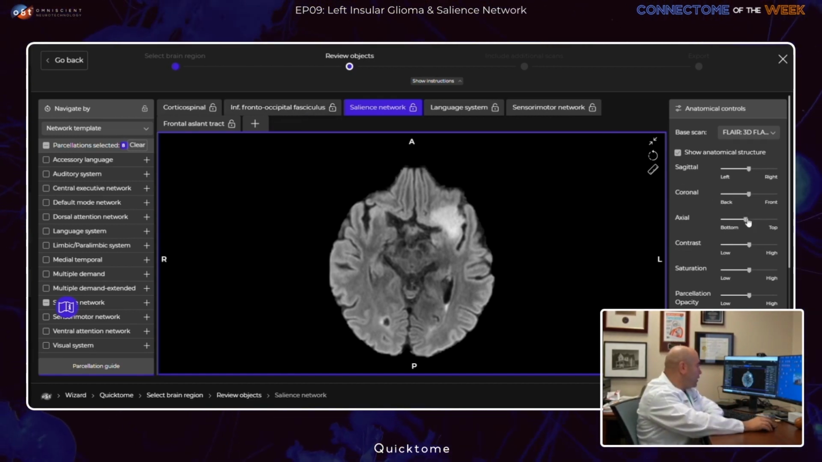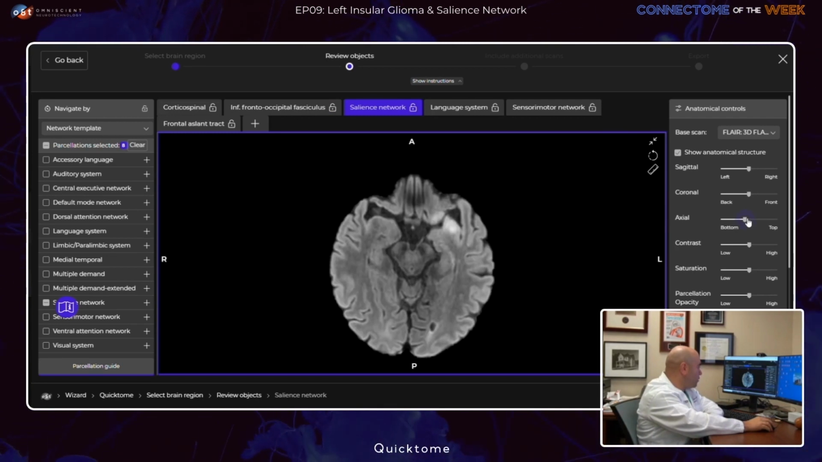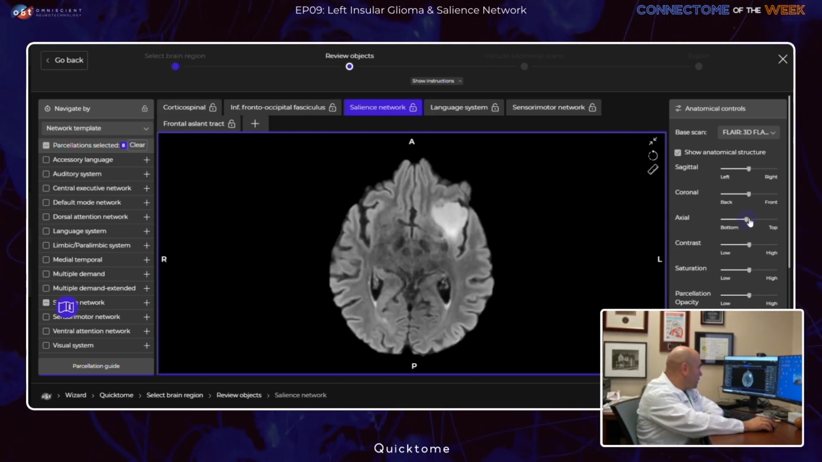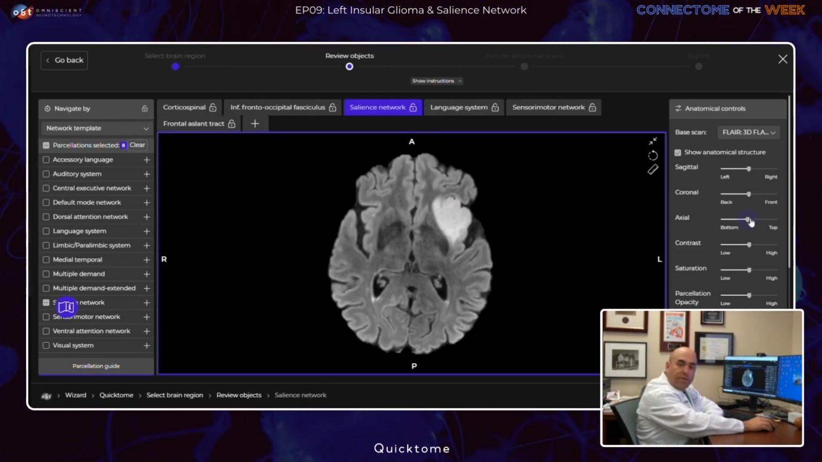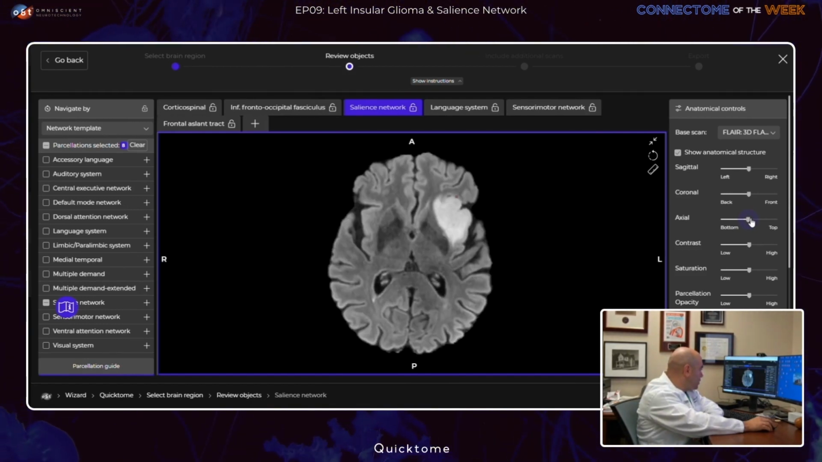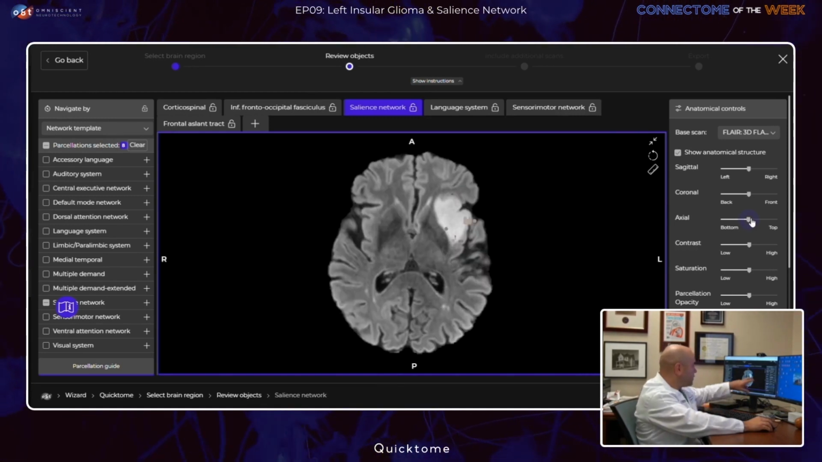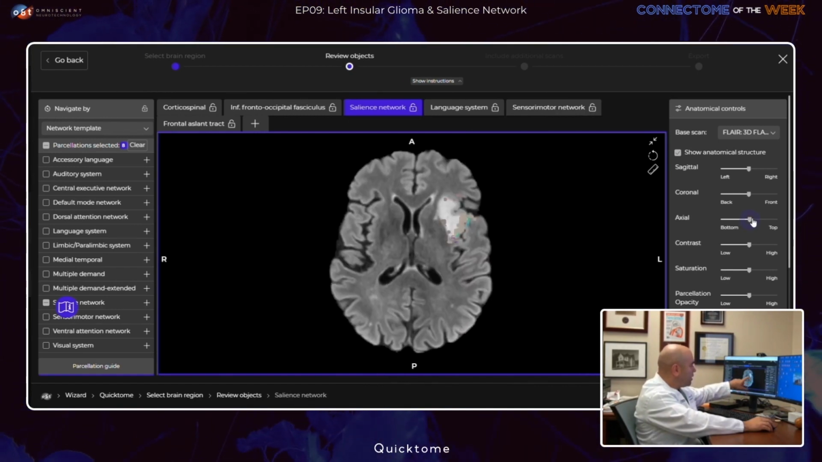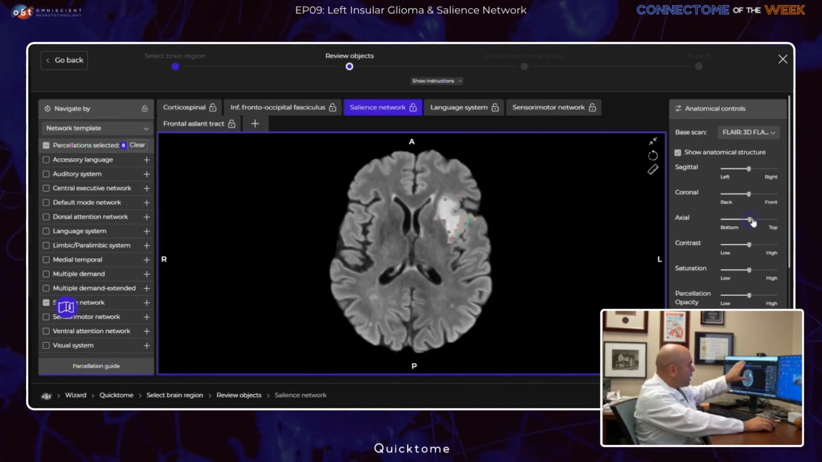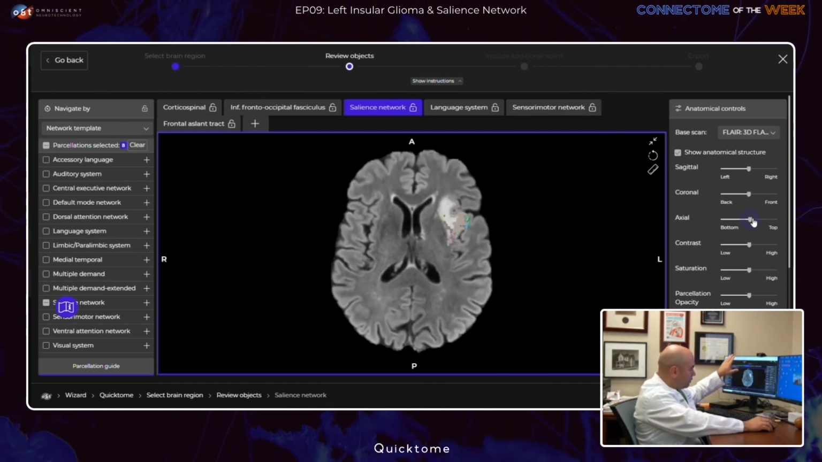But as you can see here, as I'm scrolling through the axial projections, you can see a very obvious insular glioma, fairly, if not completely, circumscribed to the insula itself. You start seeing some parcellations, one anterior that represents a component of the salience, and now you start seeing on the very lateral aspect of the tumor some additional parcellations that really begin to coalesce as we're traveling along the superior border of the tumor.